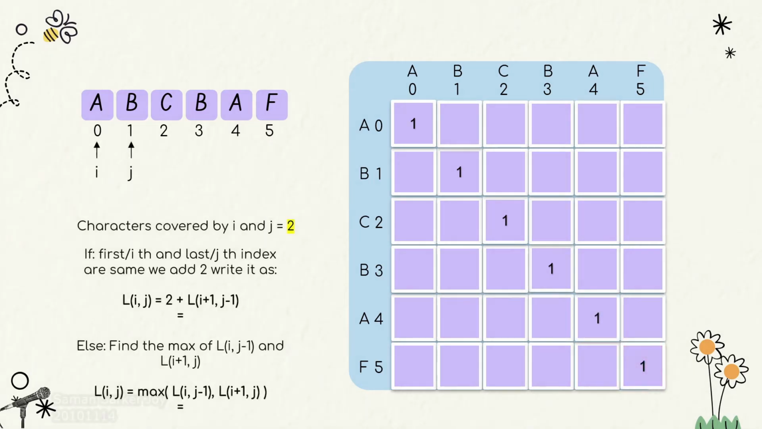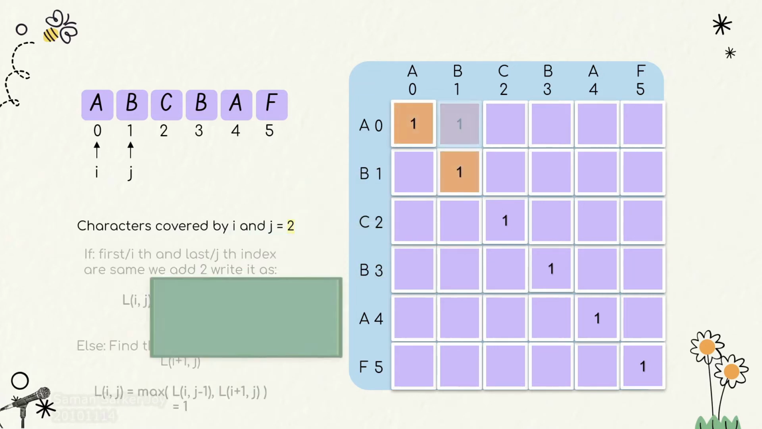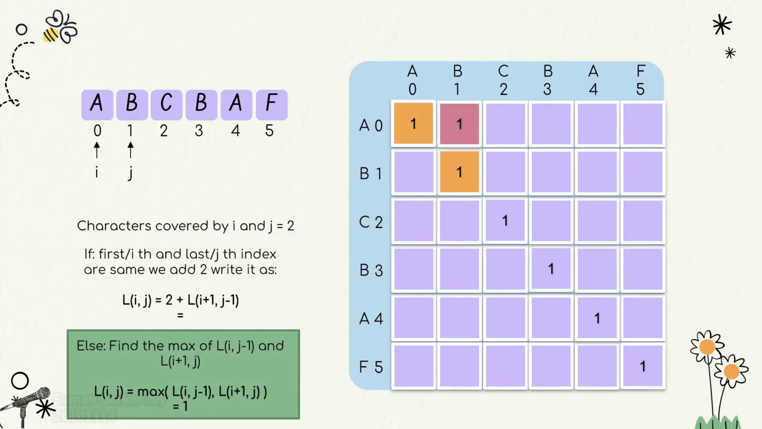Now, i and j will be covering two characters, so we'll check the conditions. First the i and j characters are not the same, so it will go to the else block. We'll find the maximum of the orange marked values and put that in the L of i,j position, which is marked as red here. Again, they go to the else block. Most of the time, the algorithm will go to the else block actually.